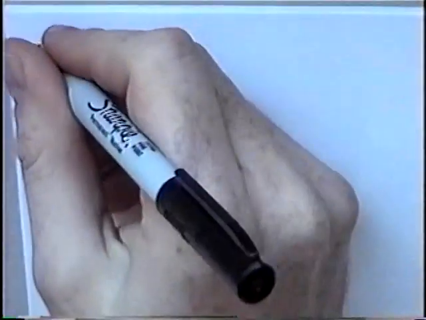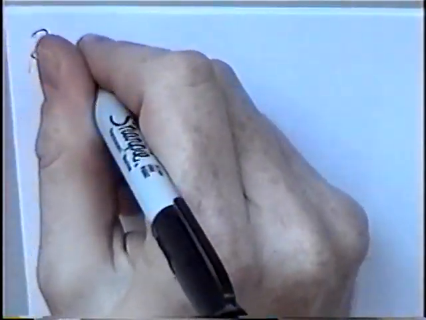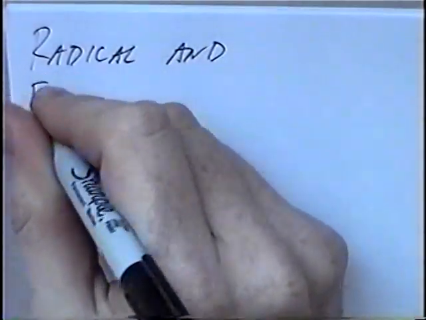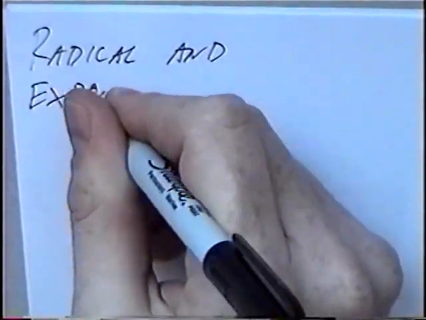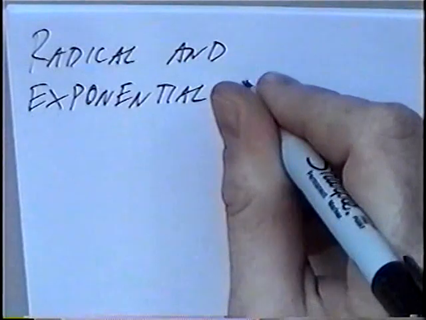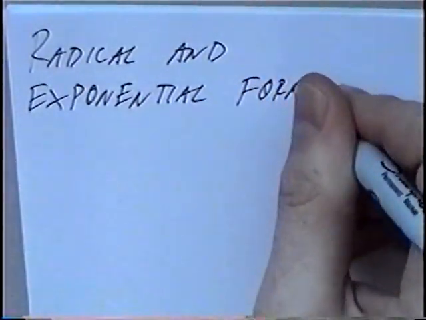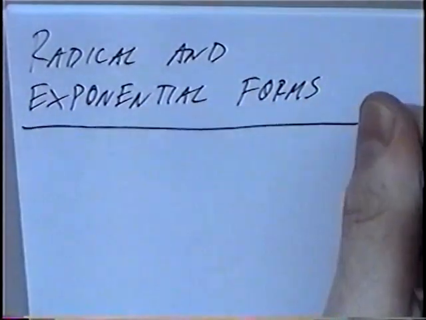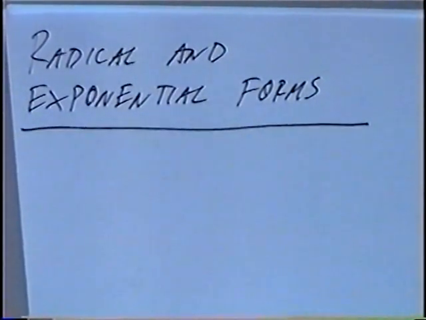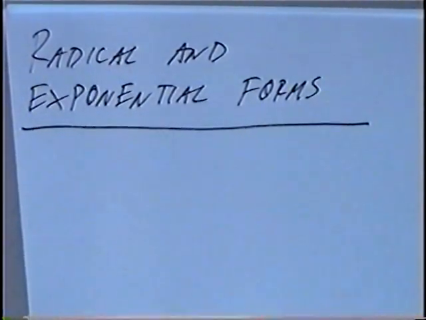Title of the next section is Radical and Exponential forms. In this section, we'll look at radical forms and exponential forms and how to change between the two.